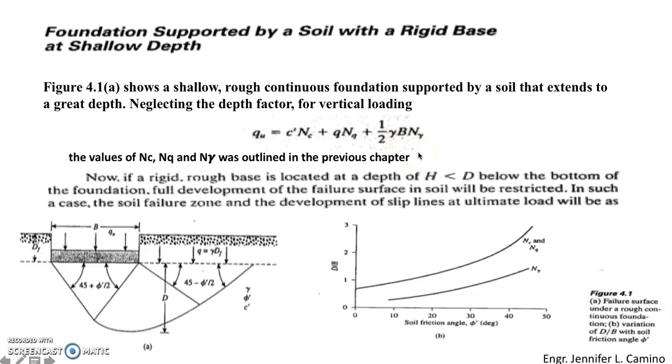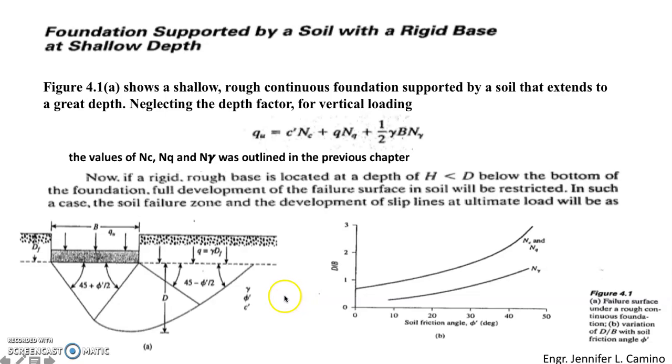Of course, we know how to compute or how to identify our N sub c, N sub q, and N sub gamma. Those are bearing capacity factors, and they were identified already in our previous discussion. There was a tabulation, or you can use a formula to get the values for these bearing capacity factors. If the rigid rough base is located at a depth D greater than H below the bottom of the foundation, full development of the failure surface in the soil will be restricted.